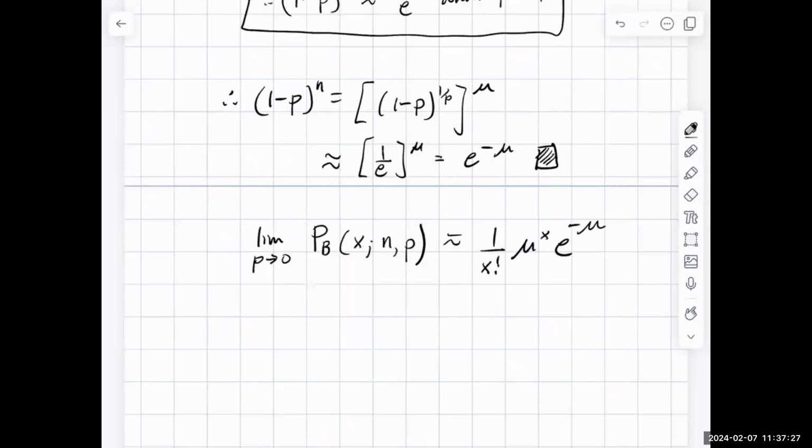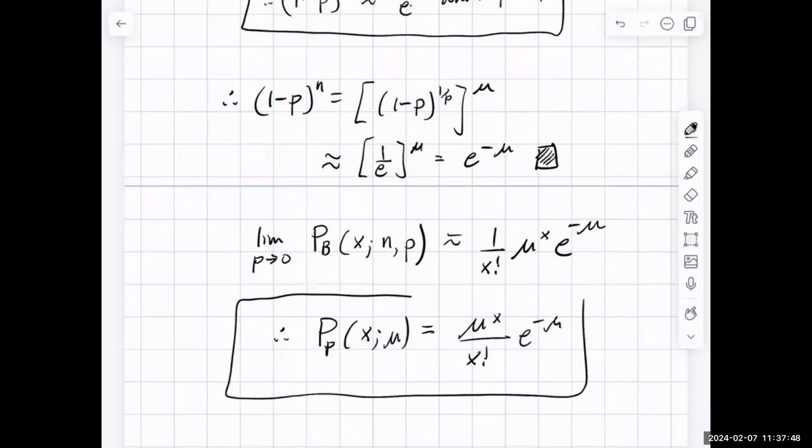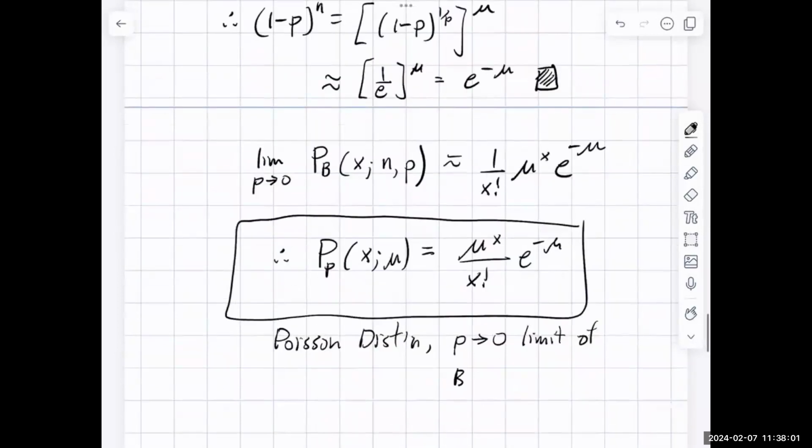And so then we can bring everything together and we can say, therefore, this is going to be a new distribution. This is our Poisson distribution, and it's going to be equal to mu^x over x factorial times e^(-mu). So this is the Poisson distribution. And it is the p goes to 0 limit of the binomial distribution.